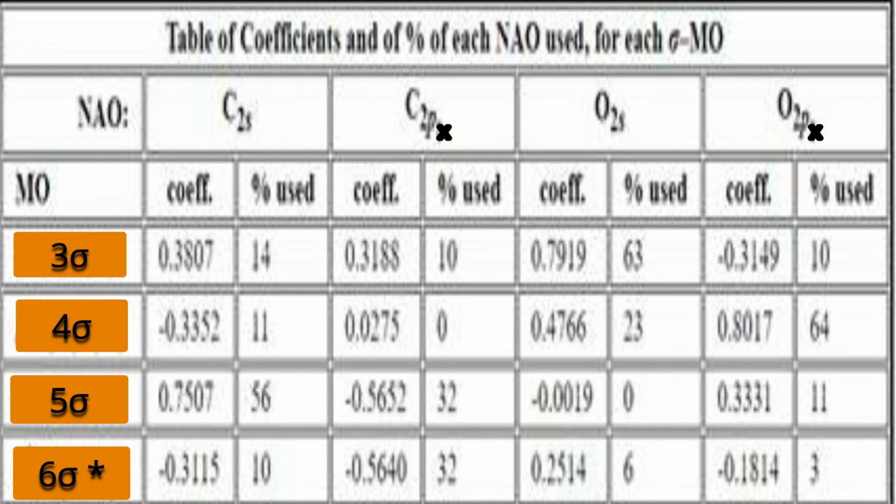Say for example, 3 sigma orbital has contribution of 14% from carbon 2s orbital, 10% from carbon 2px orbital, 63% from oxygen 2s orbital, and 10% from oxygen 2px orbital. So it is majorly contributed by oxygen 2s orbital. Means 3 sigma orbital belongs more to oxygen.